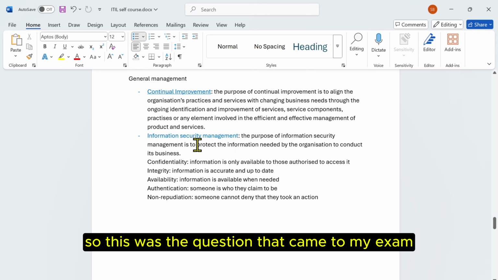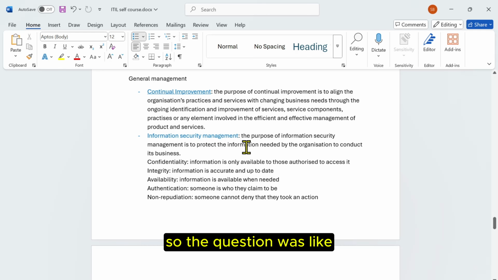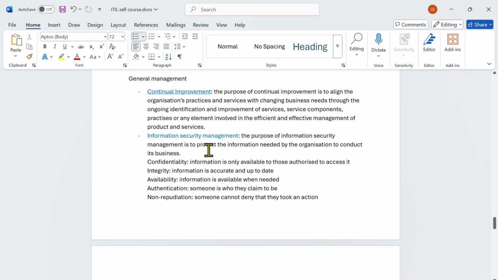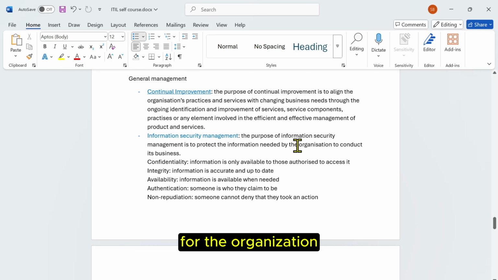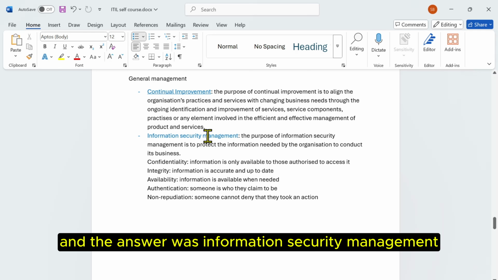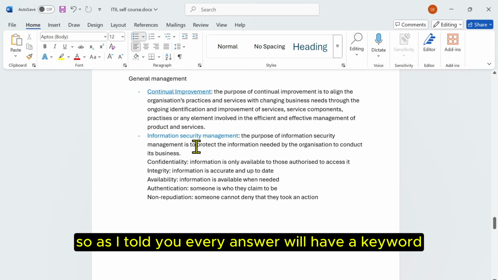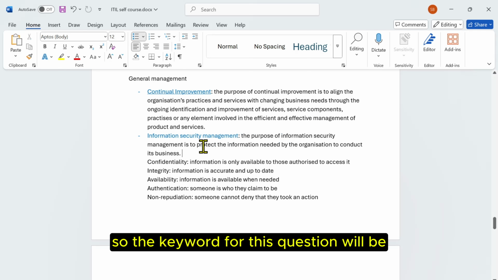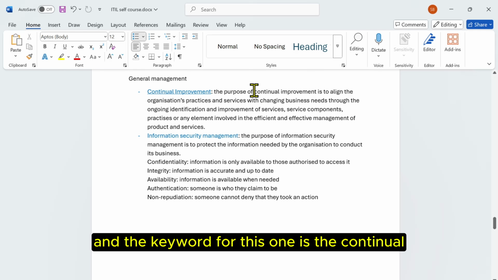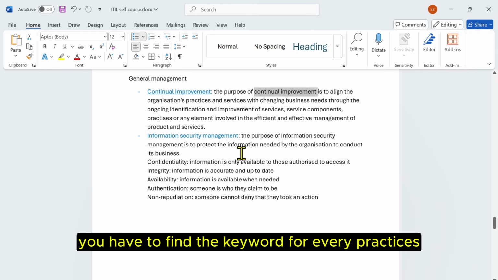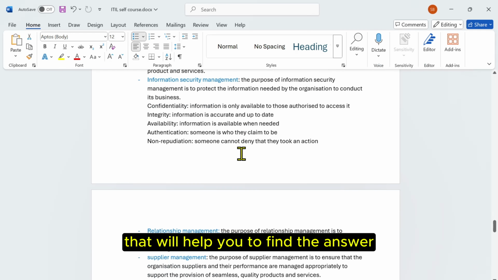So this was the question that came to my exam. The question was like, which practice will help you to protect the information of the organization? And the answer was information security management. As I told you, every answer will have a keyword. So the keyword for this question will be protect the information of the company, and the keyword for this one is continual improvement. You have to find the keyword for every practice that will help you to find the answer.